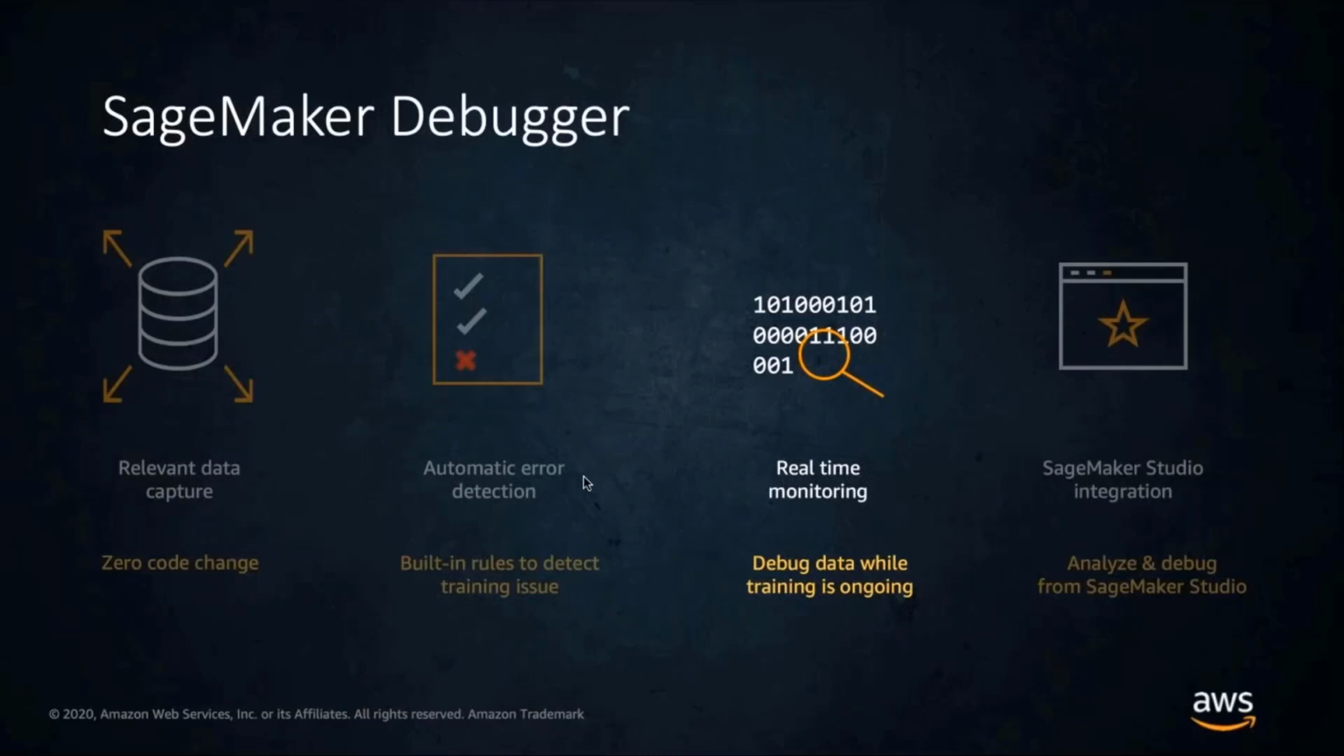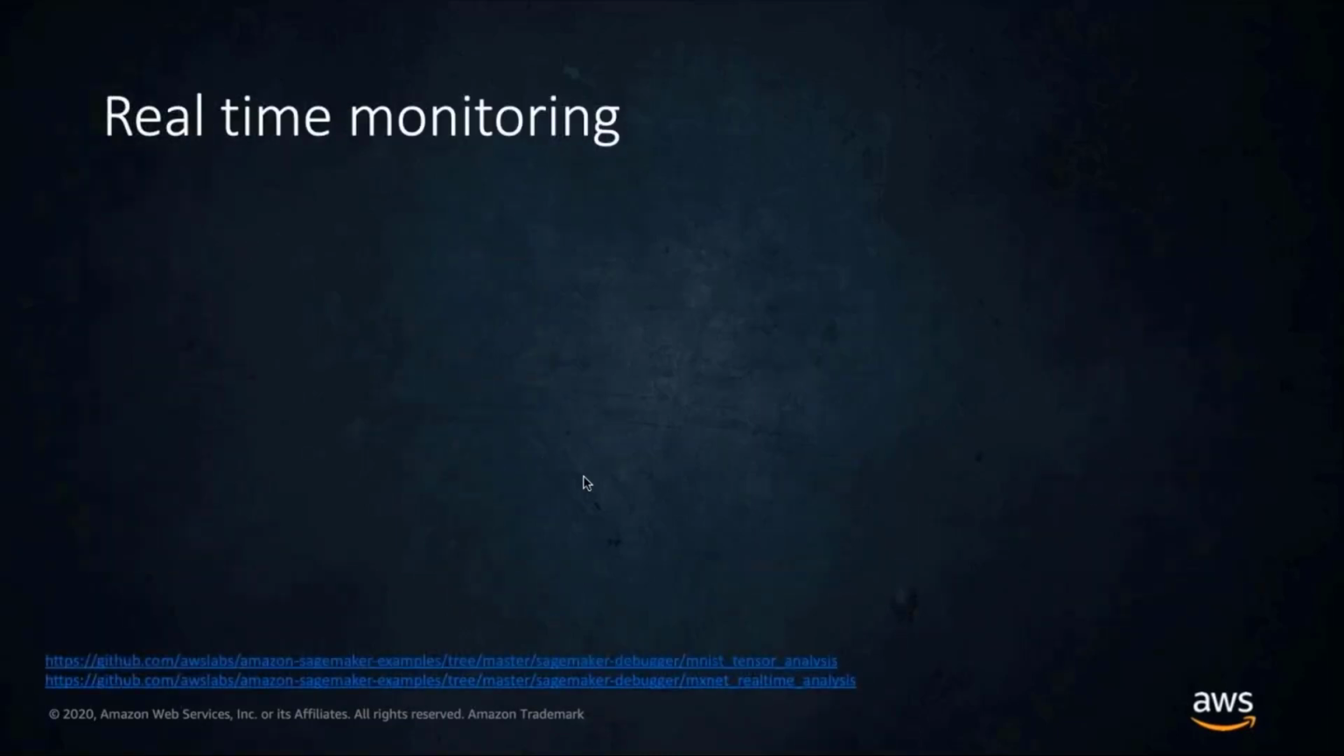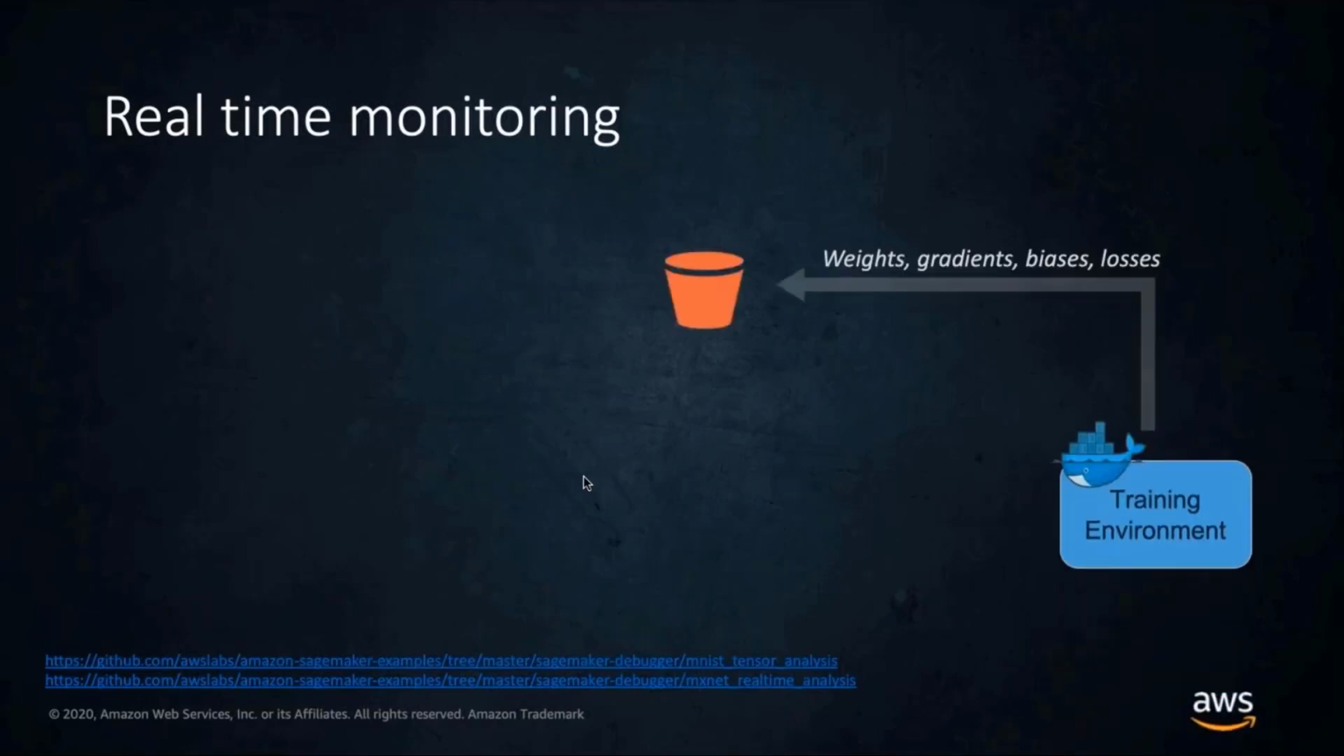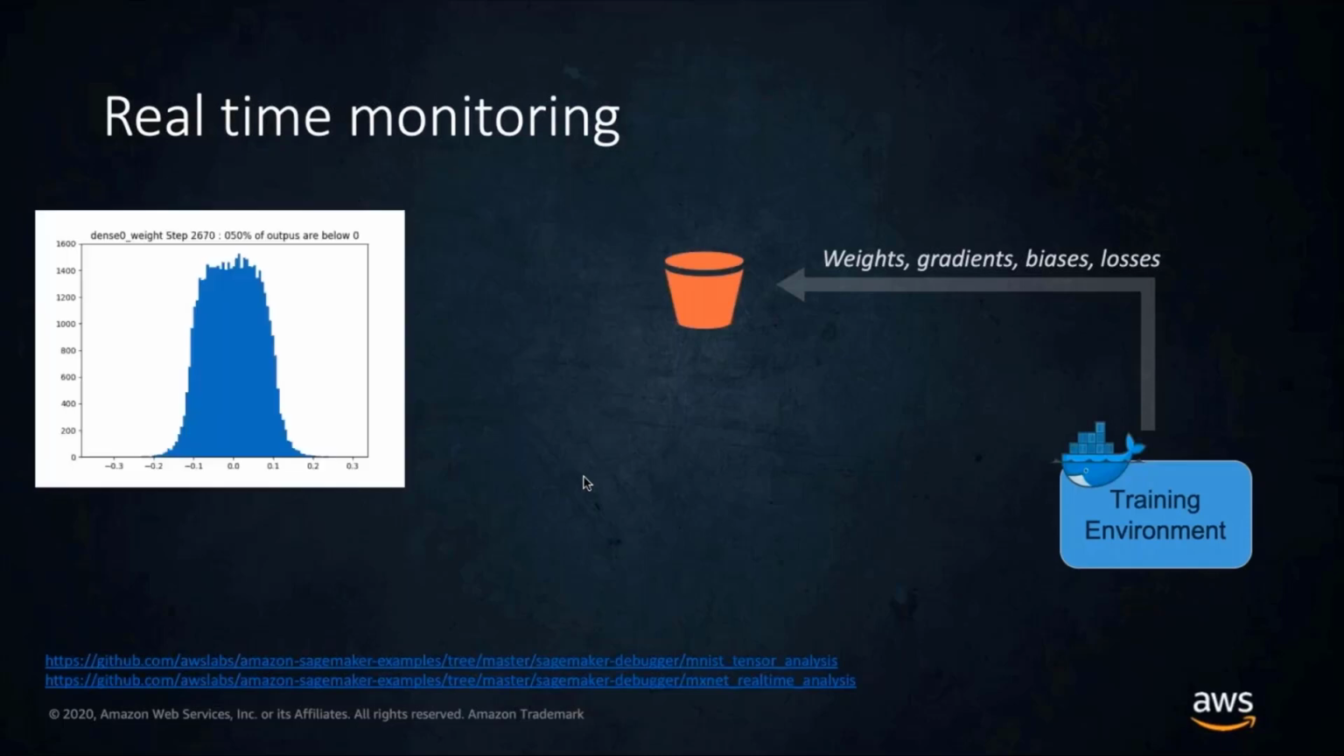So let's have a look at the real-time monitoring. When your training job is running and emitting tensors, you can go to your notebook instance and do all sorts of analysis. The tensors are available in the form of NumPy arrays. That means you can use tools like NumPy, SciPy, Scikit to do different kinds of analysis and visualization. So we can, for instance, plot the distribution of weights as the training progresses. So we can see how they get updated.